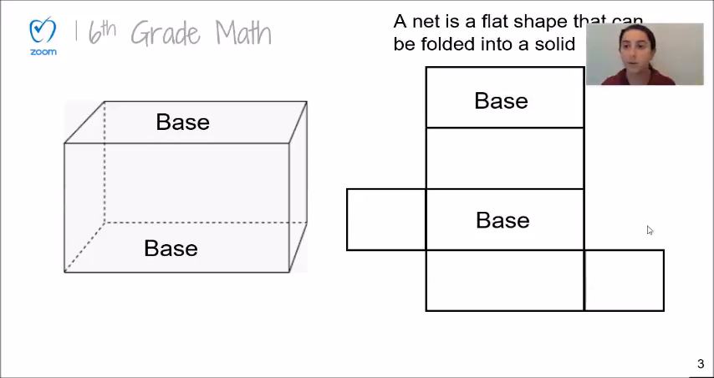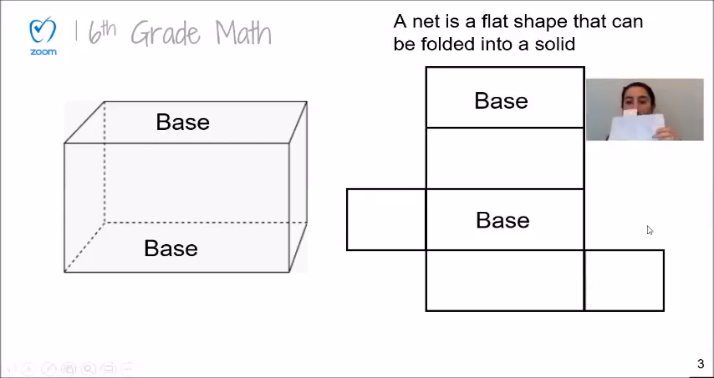That brings us to our first important definition today that you need to write into your classwork. A net is a flat shape that can be folded into a solid. Pause the video now and write this definition into your Google classwork.